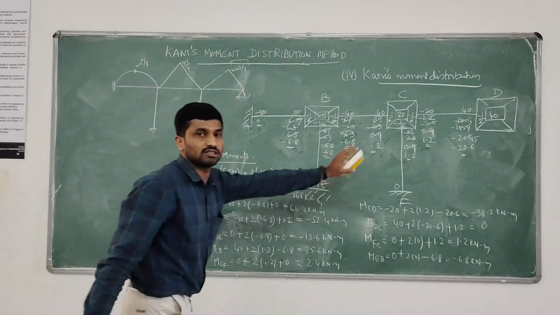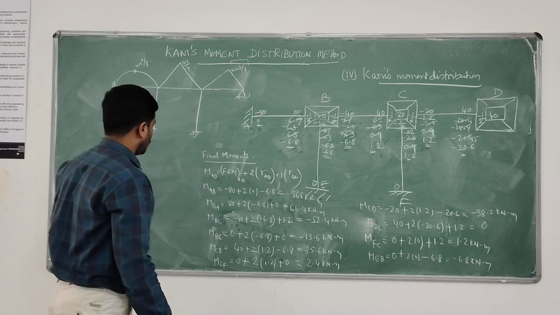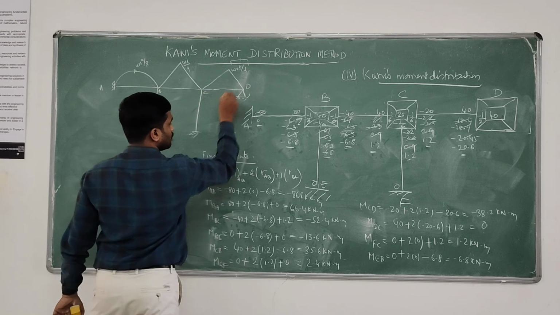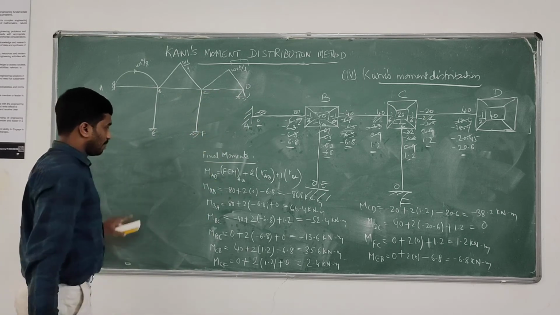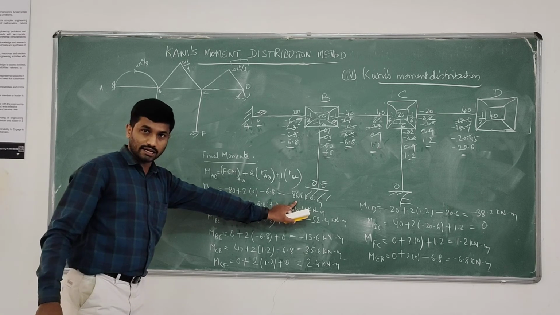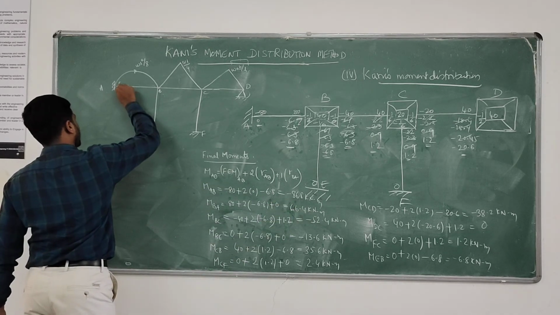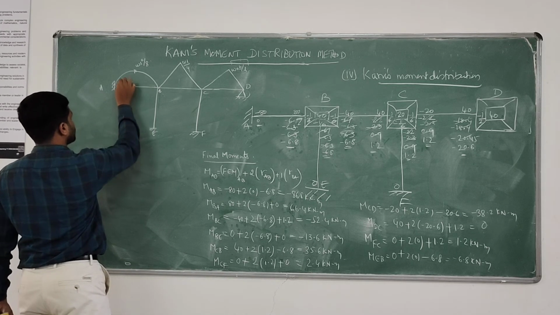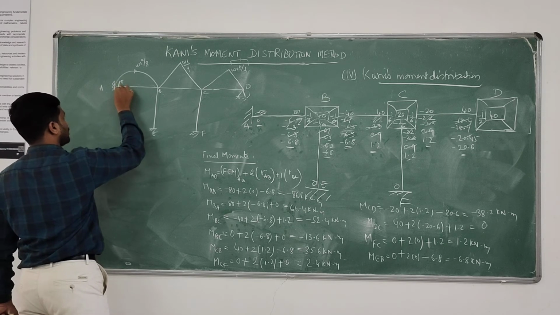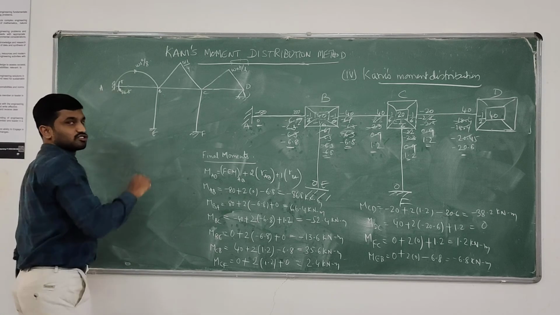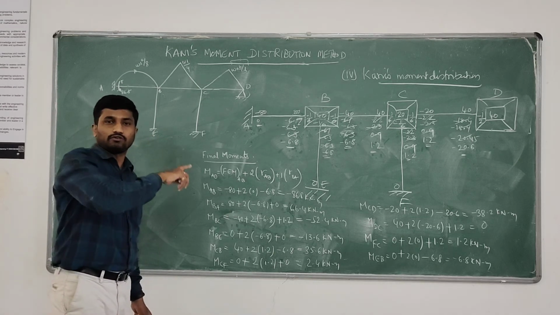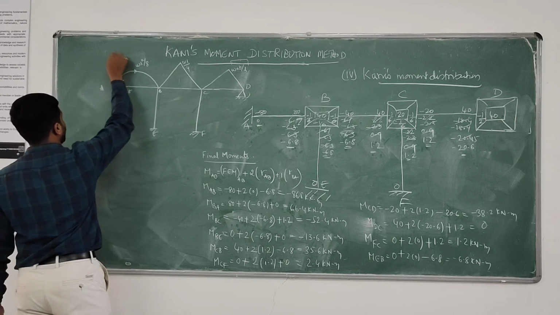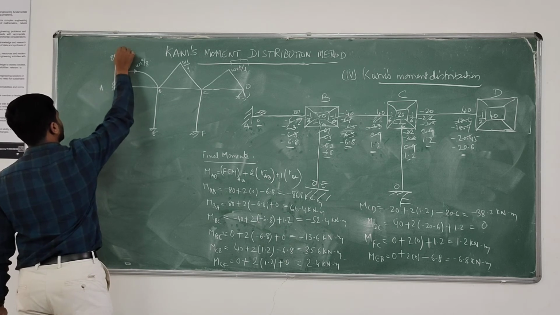Now, how to impose these final moments? MAB. Just check here. This is A, B, C, D, E, F. So MAB is minus 86.8. See, minus means anti-clockwise. So it's a tension zone. Arrow head is compression zone and the back is tension zone. Always plot the bending moment diagram in tension zone. So mark 86.8. So this is 86.8 kilonewton meter.